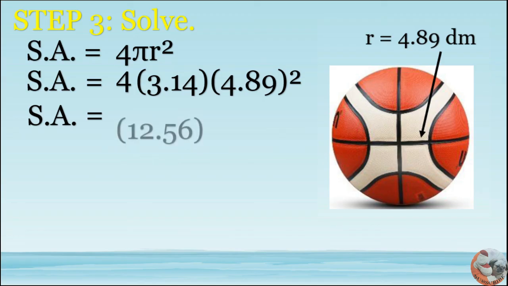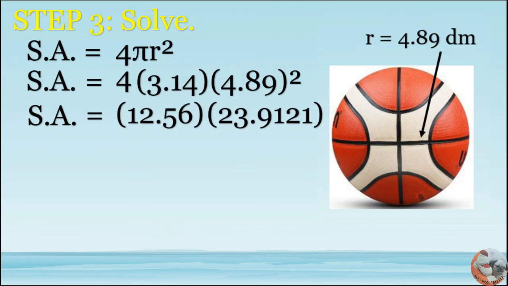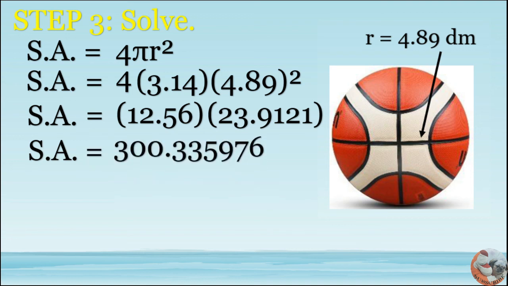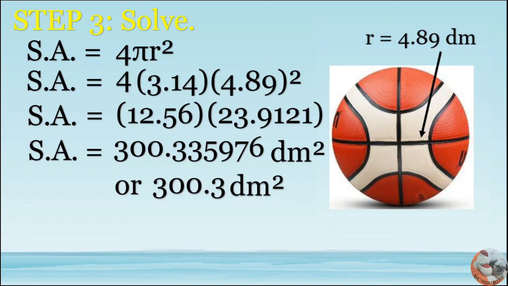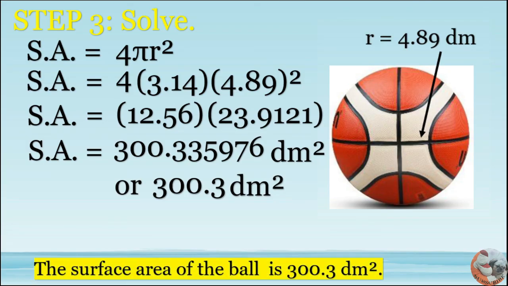Surface area is equal to 12.56 times 23.9121. Surface area is equal to 300.335976 square decimeters. Or, if you round it off, you will get 300.3 square decimeters. Therefore, the surface area of the ball is 300.3 square decimeters.